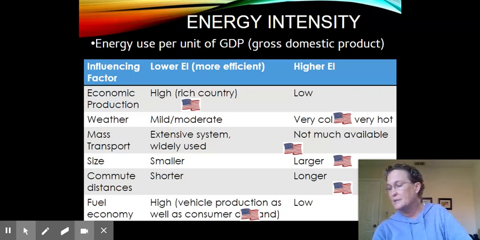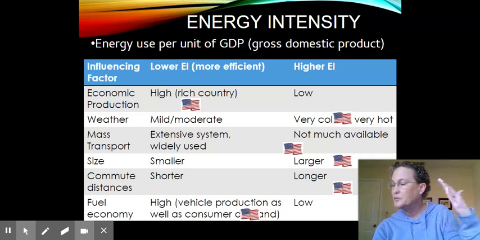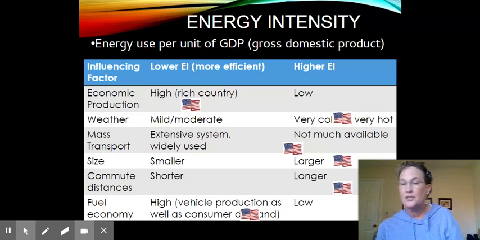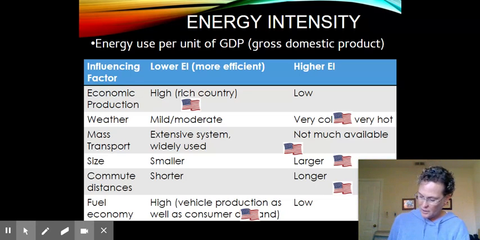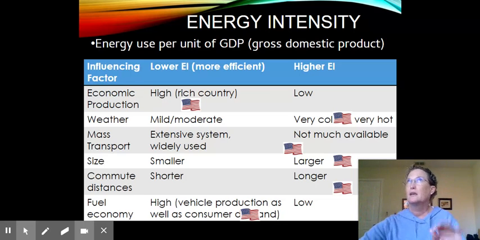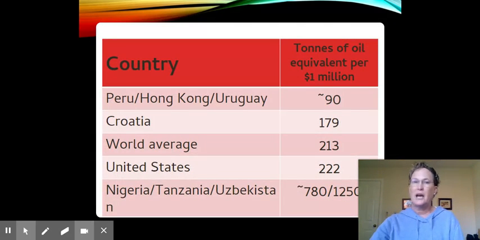Okay, so this is something that helps you kind of compare up and down, right? So you can have like the high and the low, and then say which ones the United States uses. So it'll be high, low. The weather is mild or moderate. So what influences how a country uses energy? And then the little flags tell you which ones the U.S. does.